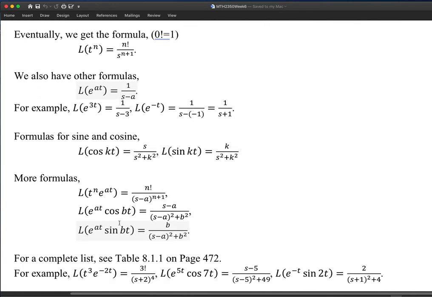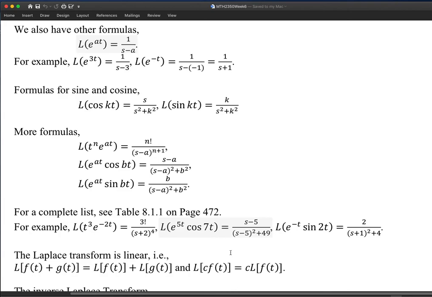And also we have a few more formulas. The Laplace transform of t to the n, the combination of a power function and the exponential function, and then the combination of the exponential function and the cosine, and the combination of exponential and the sine. All these formulas are summarized in Table 8.1.1 in the textbook, page 472.